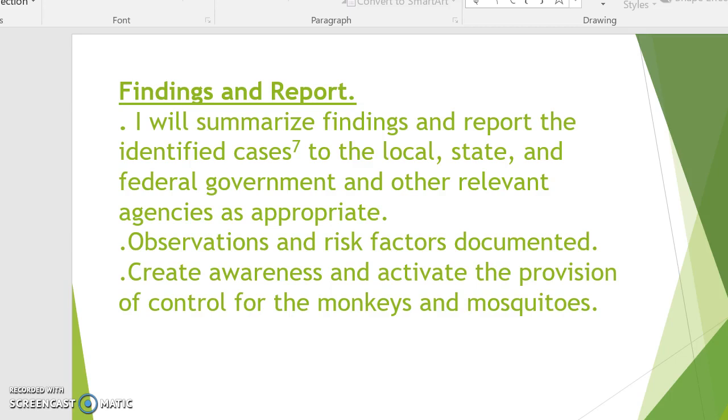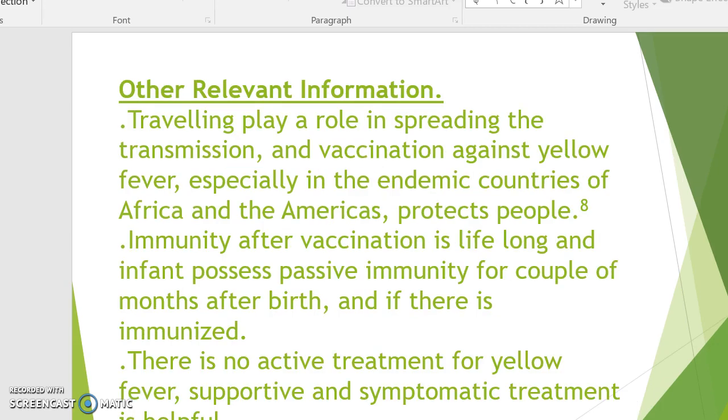Observations: risk factors documented, create awareness and activate the provision of control for the monkeys and mosquitoes. Other important information includes traveling, which plays a role in spreading the transmission, and vaccination against yellow fever, especially in the endemic countries of Africa and the Americas.